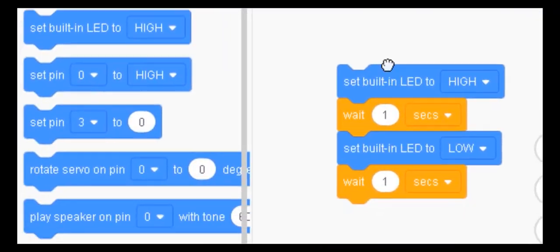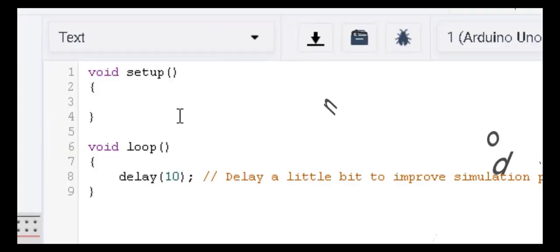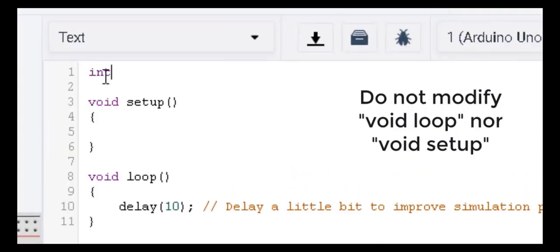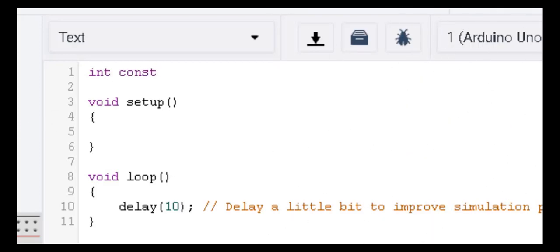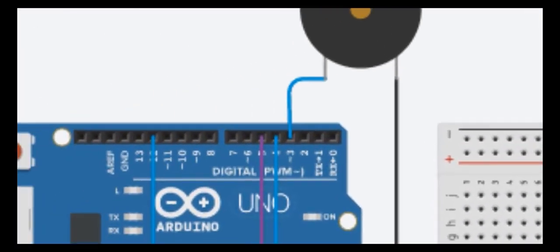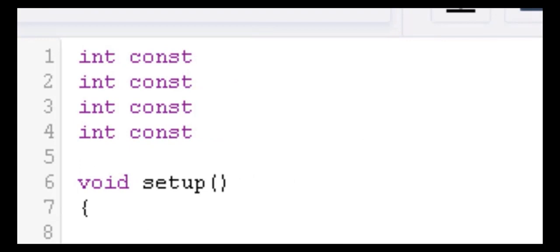Remember, to type your code, you go to Code, delete the blocks, select Text, and you do not touch void setup and void loop. We are going to use integer constant 4 times because we are using 4 different pins.